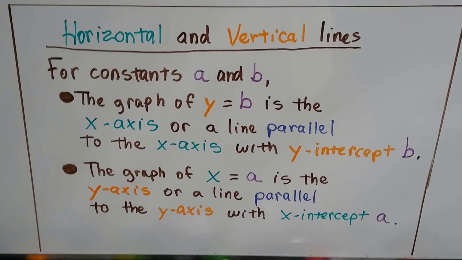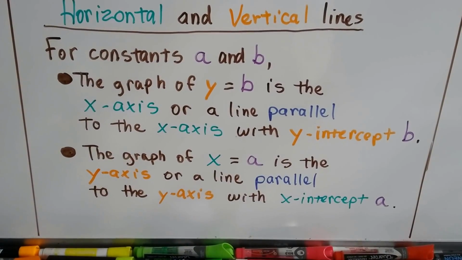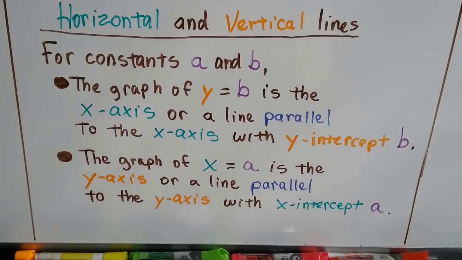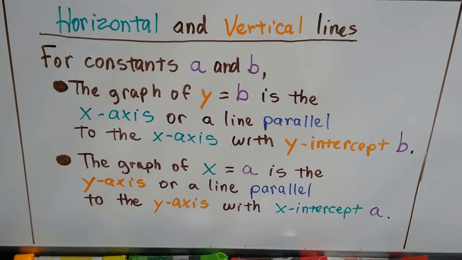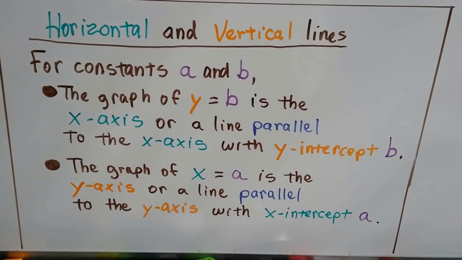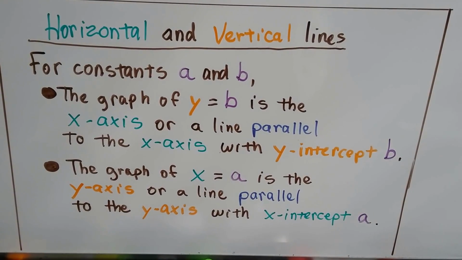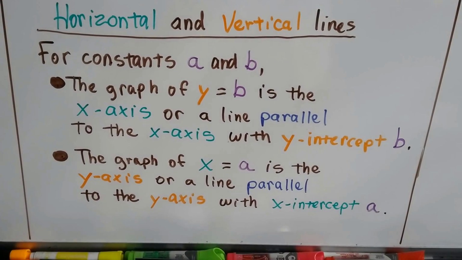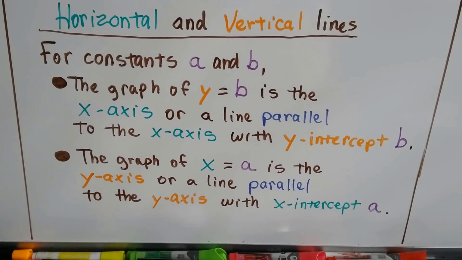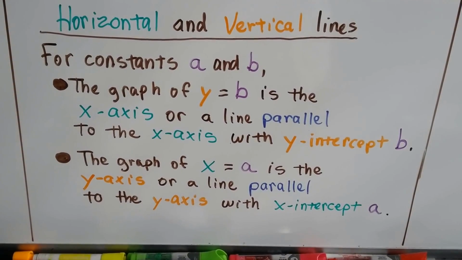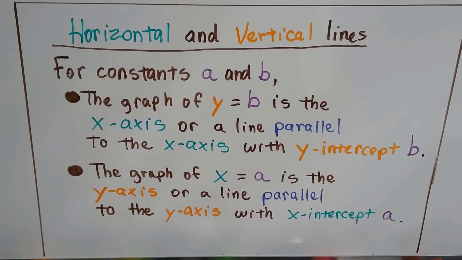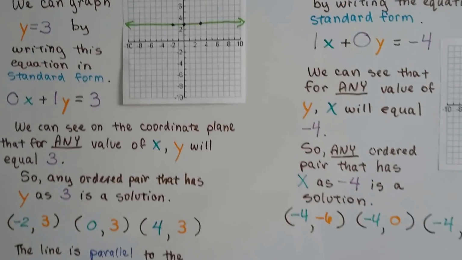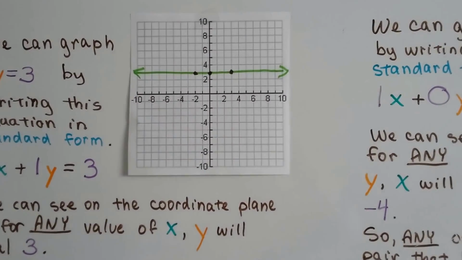So for horizontal and vertical lines, for the constants a and b, the graph of y equals b is going to be the x-axis, or a line parallel to the x-axis, and the y-intercept will be b. And for a graph of x equals a, it's the y-axis, or a line parallel to the y-axis with x-intercept a. I know that sounds confusing, but if you look at the graph while you read that, it'll make sense. See?